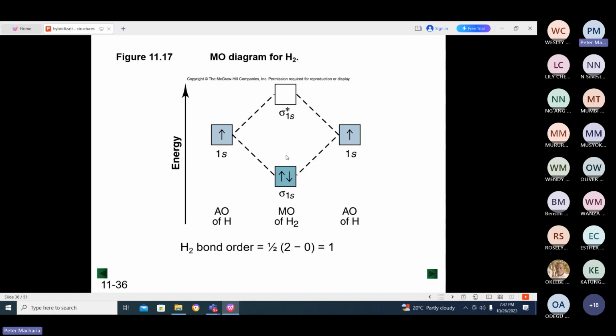So the number of bonding molecular orbitals is equal to the number of atomic orbitals that were half filled, minus those that had lone pairs of electrons, then you multiply by a half. In that case, we find that it is a half times 2 minus 0.